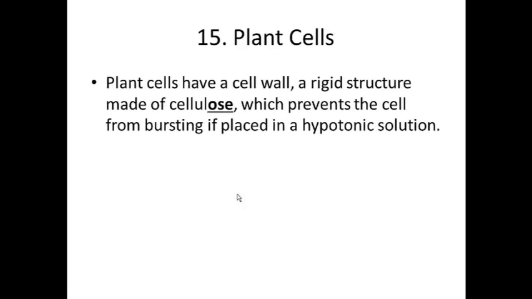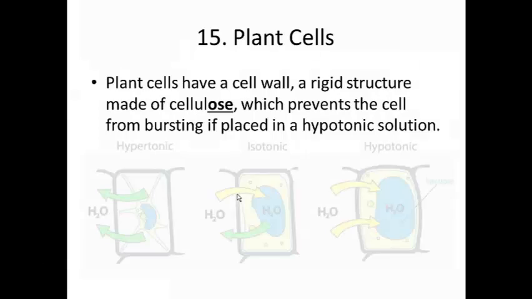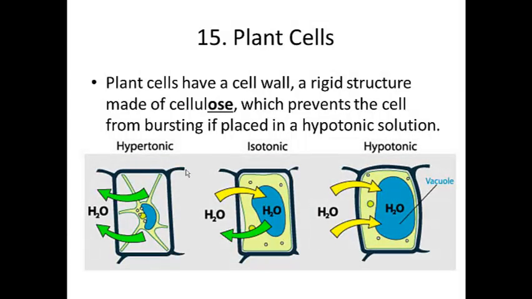So in plant cells, they have that rigid cell wall made of cellulose, which prevents the cell from bursting if it was placed into a hypotonic solution. So if you took that cell, it would have something that prevented that cell from taking on any more water, and that's that cell wall. So here we see in a plant cell, if it is hypertonic, that means the outside is more concentrated than inside. All the water flows out of the cell, and we see the cell membrane here has shrunk.